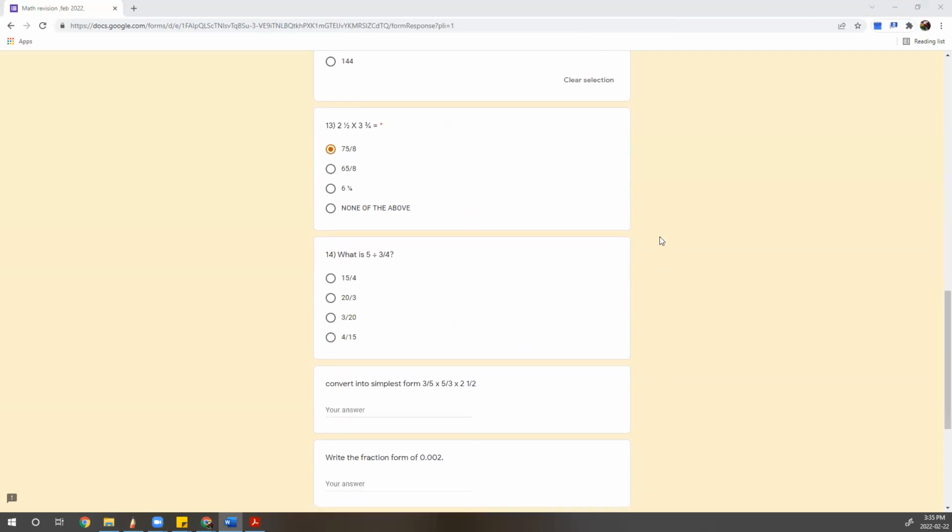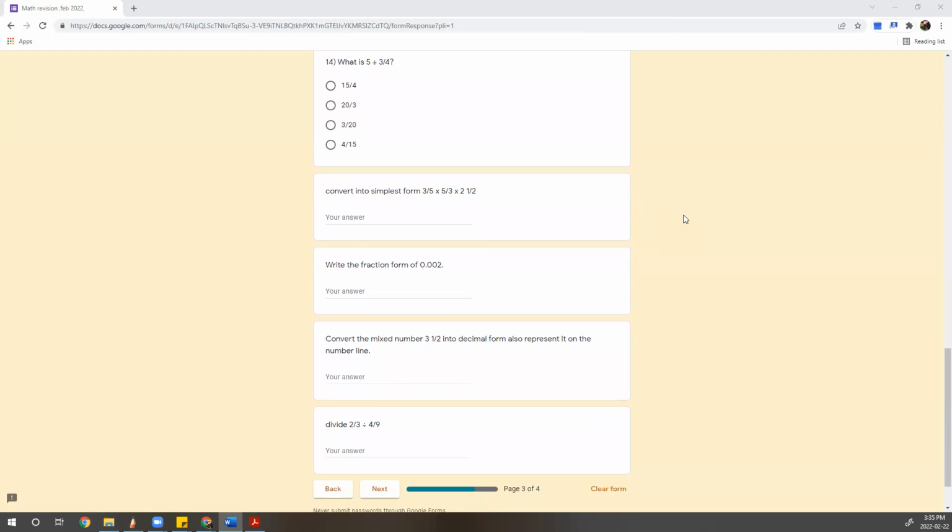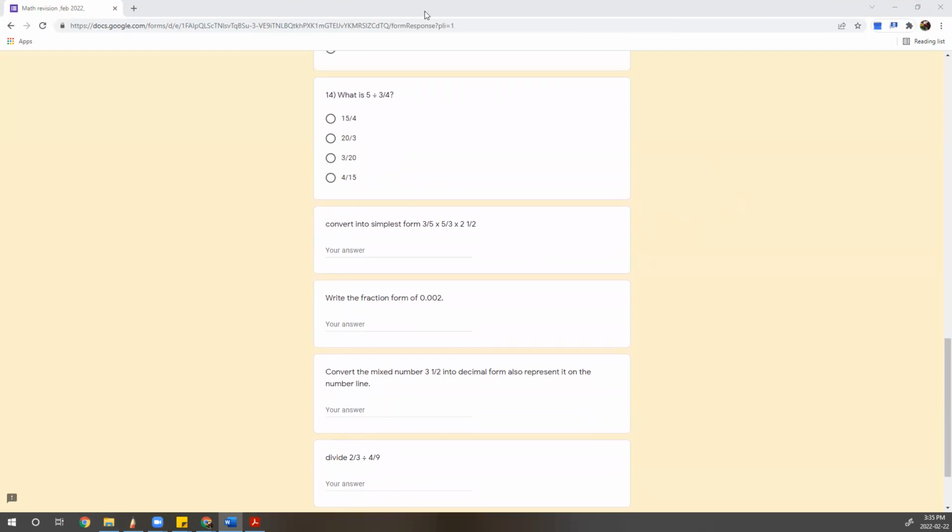Now number 14. What is 5 divided by 3 over 4? So 5 divided by 3 over 4 is equal to, if you divide this, you actually put 1 here to make it simpler. And then 5 over 1, if you divide, you multiply with its reciprocal. The reciprocal of 3 over 4 is 4 over 3. So it is 20 over 3. We have the answer.